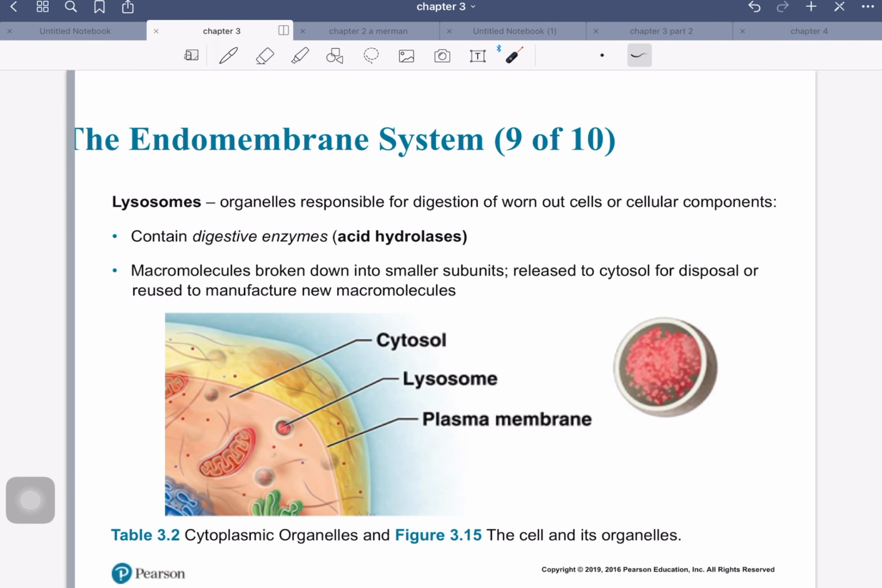Okay, lysosomes. These organelles are interesting because they're basically about digestion of worn out cells or cellular components. So they do a lot of cleanup, a lot of getting rid of the waste things that have been basically used up. And so, not surprisingly, they contain digestive enzymes like acid hydrolases. What happens is it takes a lot of these worn out or no longer needed macromolecules and breaks them into subunits. And what happens? Well, they could get released into the cytosol for dispersal, or they may get recycled into new macromolecules.